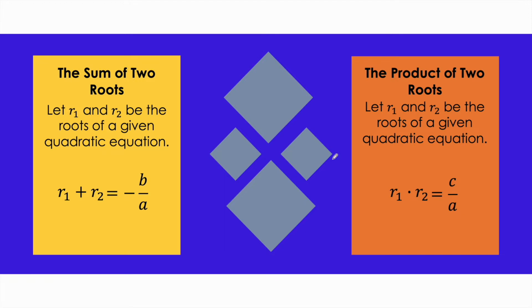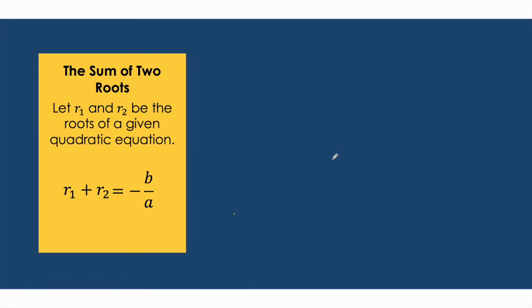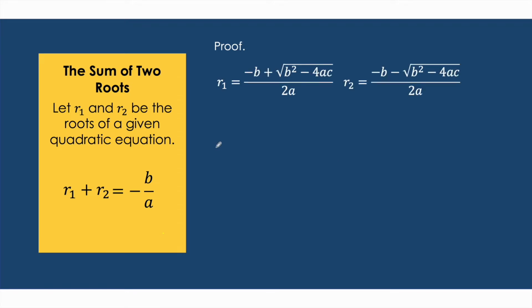Now, let's have the sum of two roots first. You might be wondering why negative b over a is the form for the sum of two roots. And here's the proof. Let r sub 1 be the first root and r sub 2 be the second root. The difference between these roots is that on r sub 1, the sign of b squared minus 4ac is positive, while on r sub 2, we have negative. Let us get the sum.